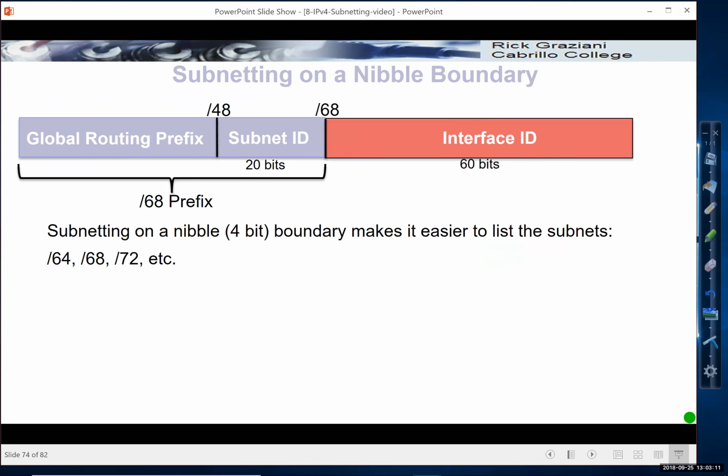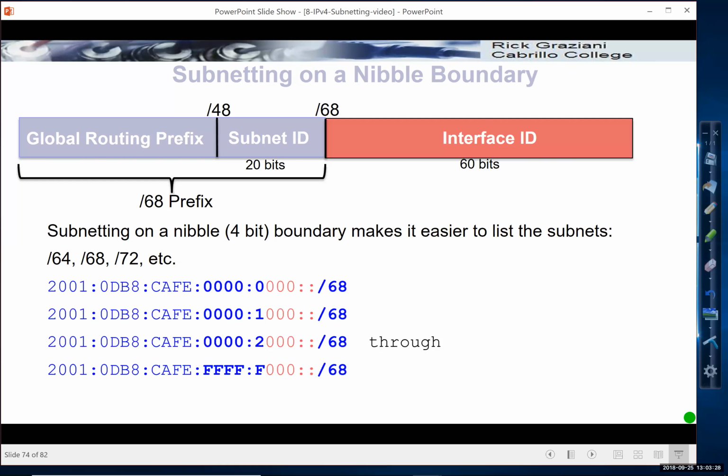Now, I mentioned that you always want to use /64s. That helps support /64 addresses. That leaves 64-bit interface IDs. Can you subnet into the interface? You can if you want, but if you do, I would suggest subnetting on what we call a nibble boundary, every 4 bits. It just makes your life easier. That way, all you have to do is count in hex. So like going from a /64 to a /68.